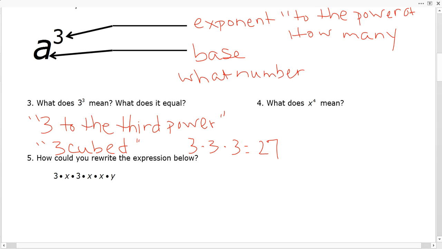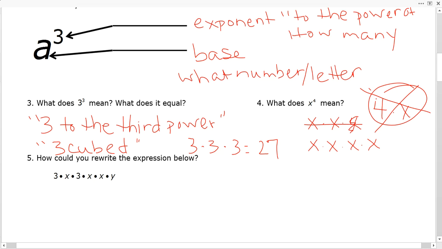Okay, x to the fourth, same thing. The x is not a number, it's a letter. Okay, but the 4 tells us how many we're writing. It is not equal to 4 times x. That is not correct. Okay, so it's x times x times x times x.